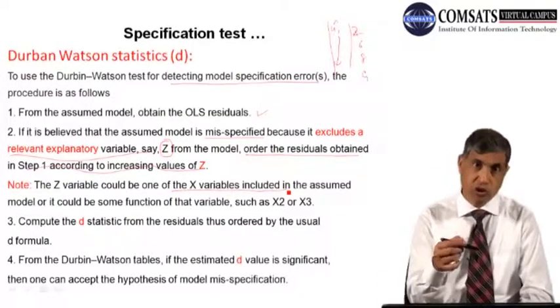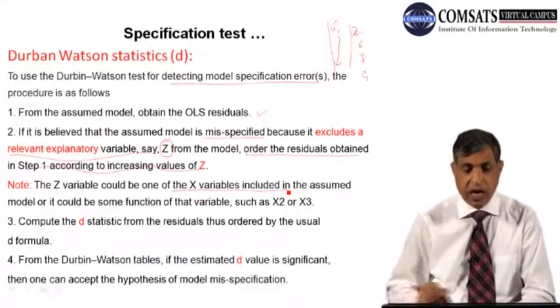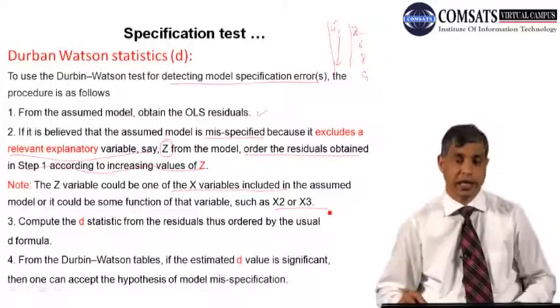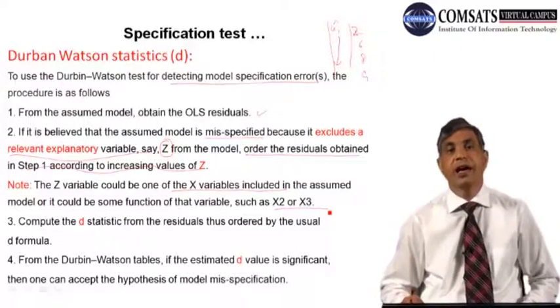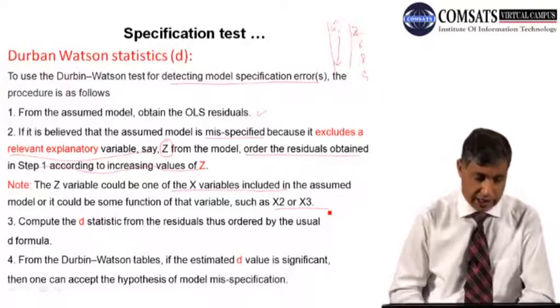Now here is the definition of Z: that Z variable could be one of the X variables included. It could be one of those that you have included, or one that you have excluded, or it could be a function of x2 or x3. What this means is the Z variable may be correlated with x2 or x3.